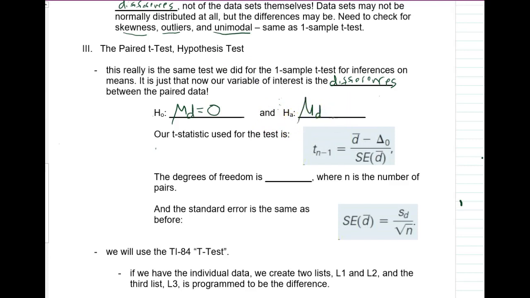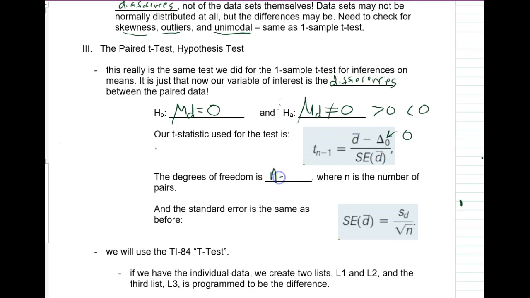With a subscript of d. And these here, our alternative can be not equal to 0, or it could be greater than 0 or less than 0, depending on how the problem is worded. The hypothesis test statistic here is going to be our t statistic with n-1 degrees of freedom. We are going to take the average of the differences minus whatever our null hypothesis is, and in most cases that's going to be 0, and we divide by the standard error of the differences.